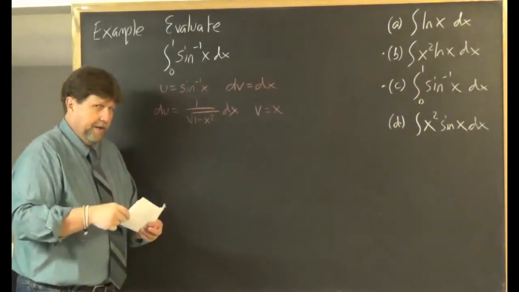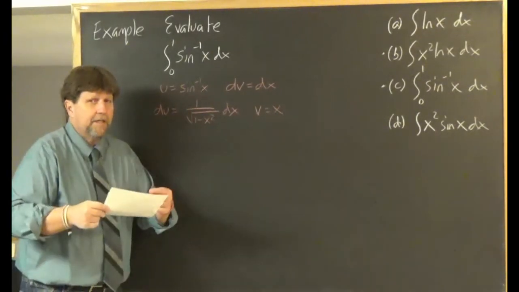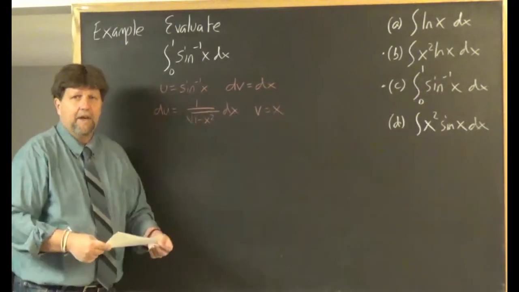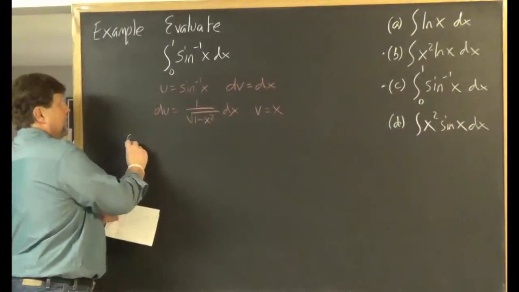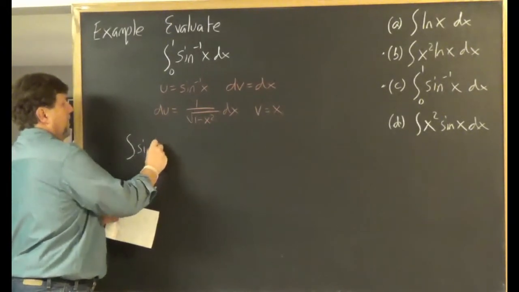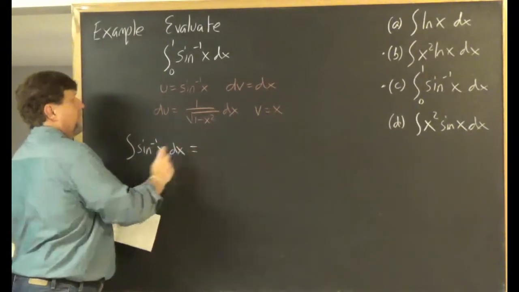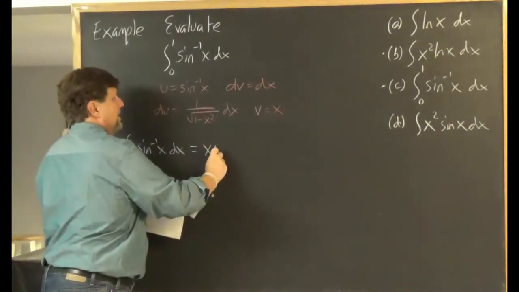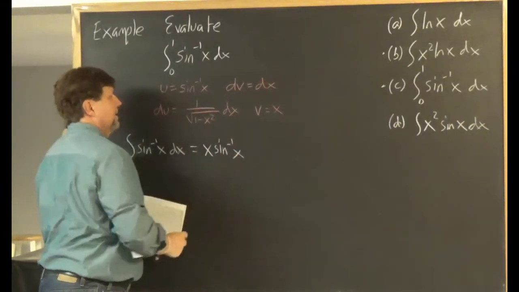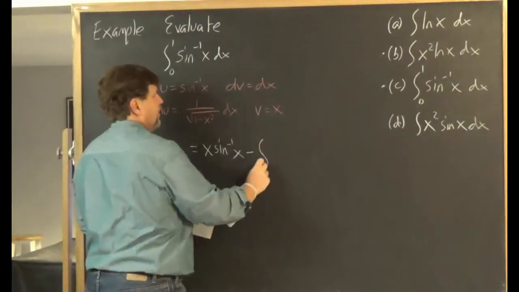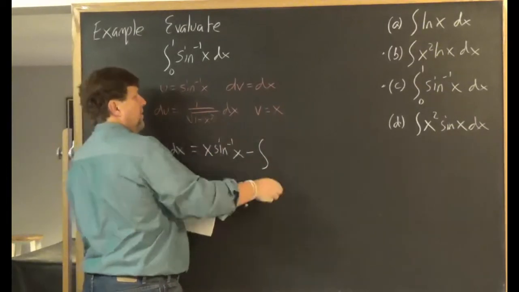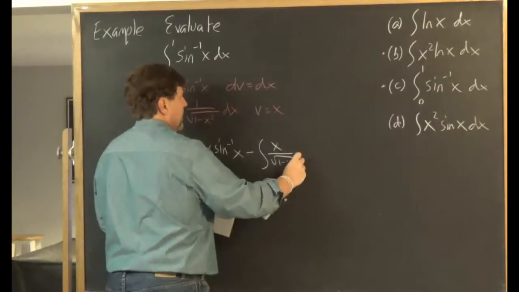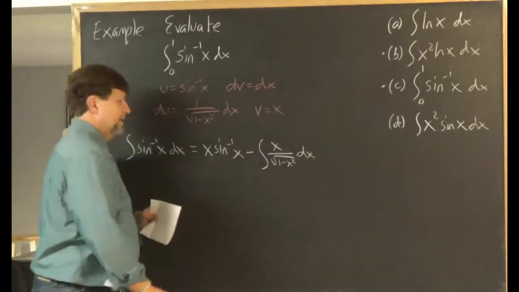So I'm going to crank this through integration by parts. I'm going to leave off the limits of integration for this next step. I'll bring them back at the very end. So we have the integral of inverse sine, crank it through integration by parts, u times v, so that's x inverse sine x, minus the integral of v du. Well, that gives me x over the square root of 1 minus x squared dx.